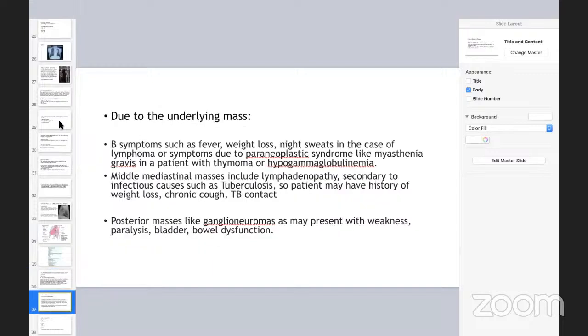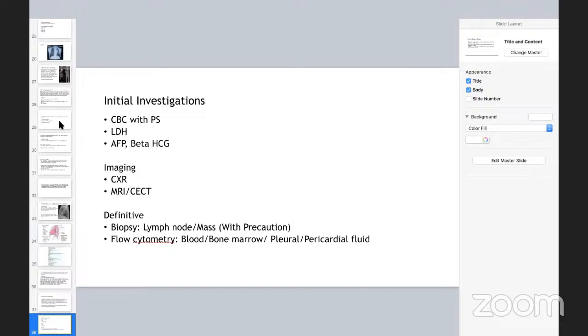Due to the underlying mass itself, whatever mass we have can also be presenting symptoms as we discussed earlier. So symptoms such as fever, weight loss, night sweats due to lymphoma, any paraneoplastic syndromes like thymomas that might present with myasthenia gravis or hypogammaglobulinemias. Lymphadenopathy secondary to any infectious causes, which again present with weight loss, chronic cough, TB contact. Ganglioneuromas, as discussed earlier, with weakness, paralysis, bladder bowel dysfunction. So that could give us an indication of any underlying mass.